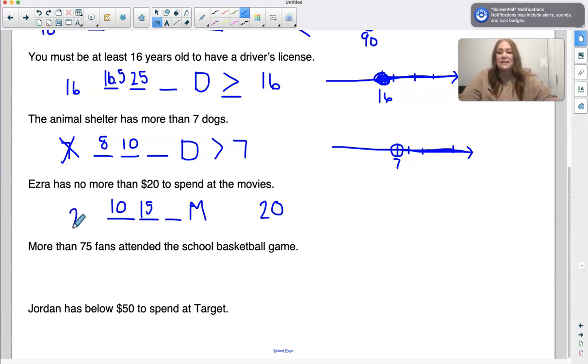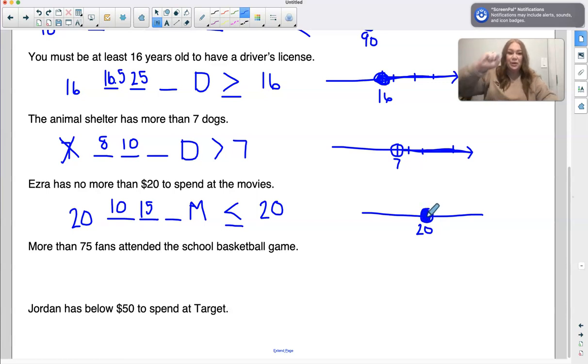So now we need to ask ourselves, could he have exactly $20? Is 20 more than 20? No, it's not more than it. So it could equal 20. So all of these are less than or equal to 20. So to graph that, we make our number line and we get $20. So we're going to circle that up, and then we're going to fill it in because it's grabbing it and saying, yes, it could equal 20. We're including that, right? Color it in.